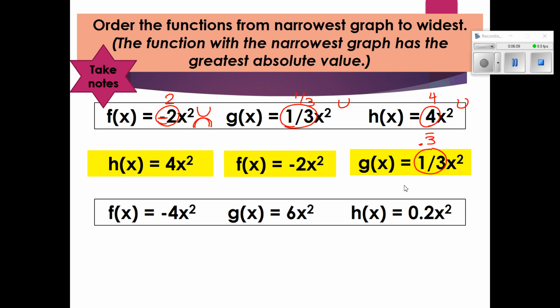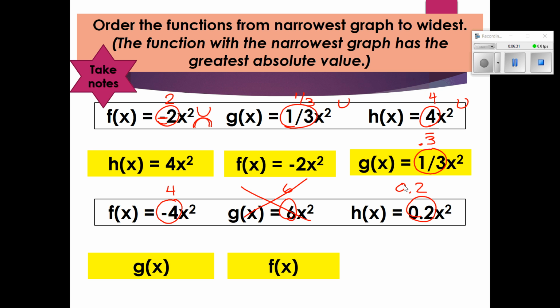In the second example, here we have -4. That is going to go down, but the absolute value is 4. We have 6, and we have a decimal, 2/10. So which one of those would be the narrowest? The one with the greatest number. So that would be g of x. So we did that one. Which one would be the next one? That would be the f of x with an absolute value of 4, and then the decimal would be the widest one.